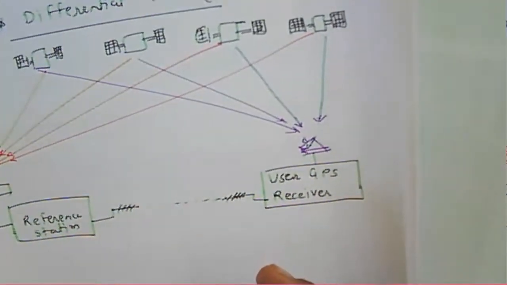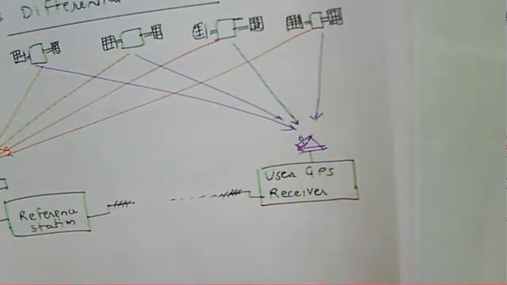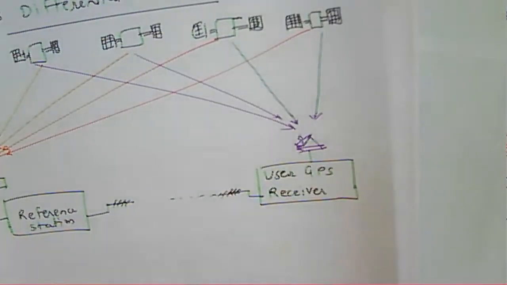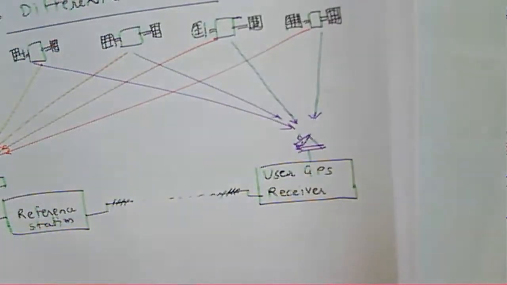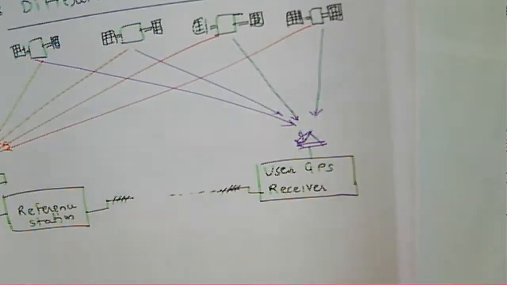So ISRO developed its own navigational system, and it has a space segment with 7 satellites, with 3 satellites in geostationary orbit and 4 in inclined geosynchronous orbit. That is the Indian navigational system. Only 7 satellites are there.